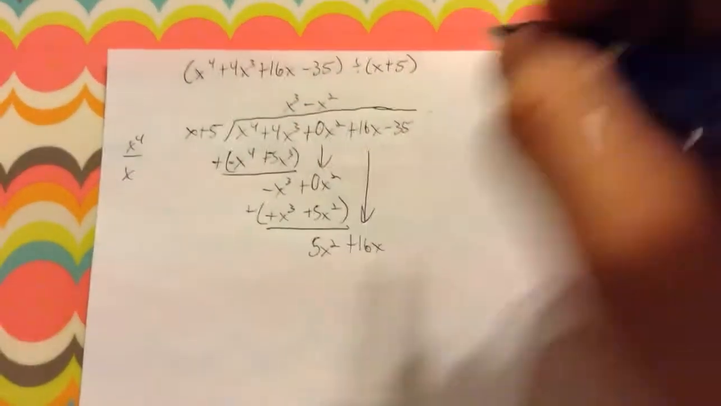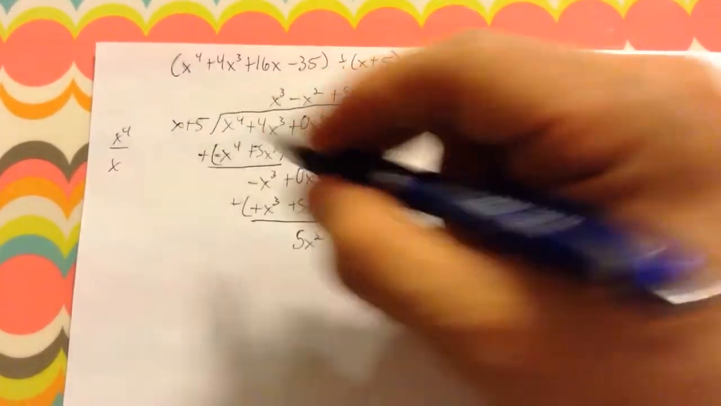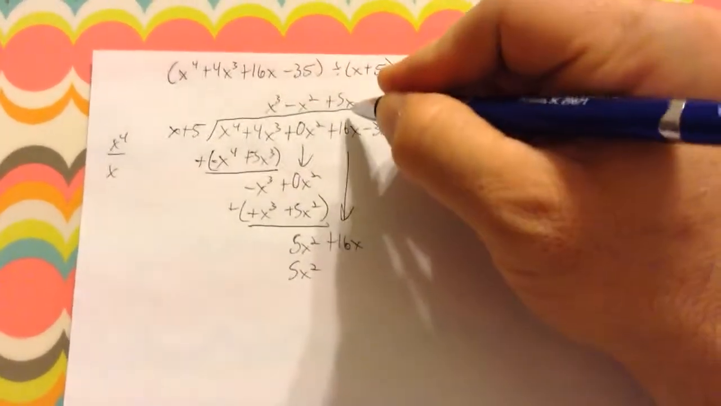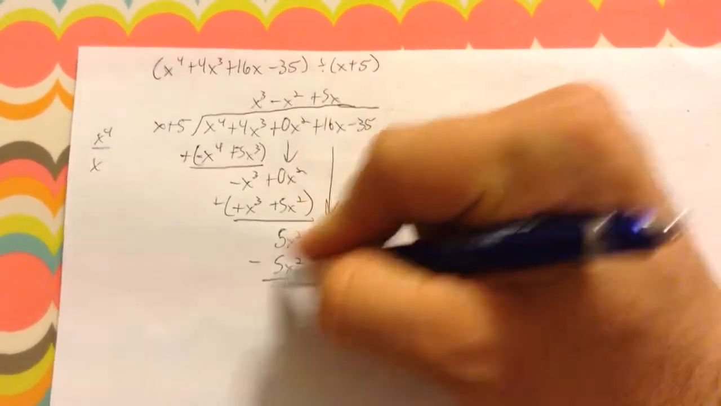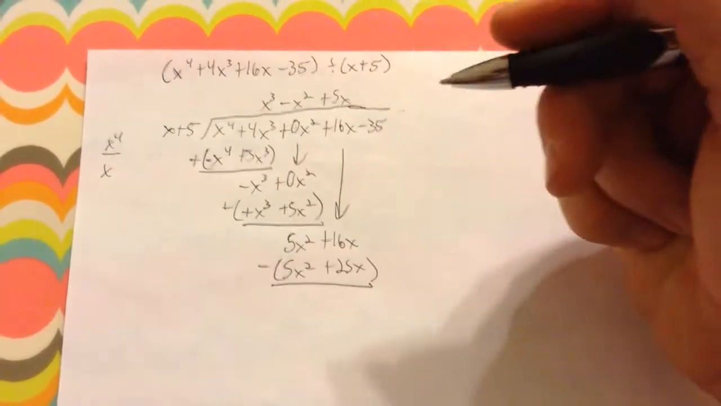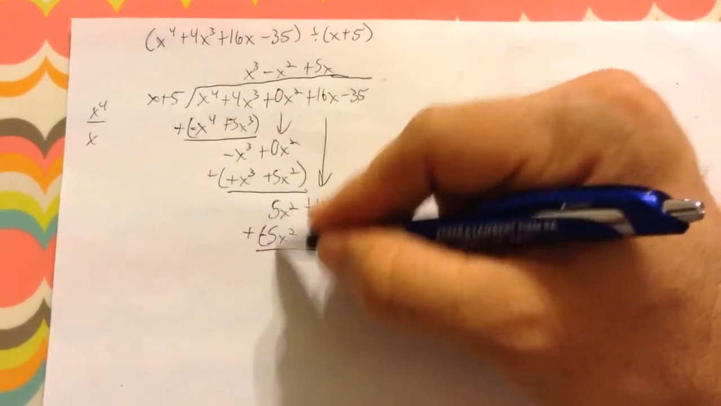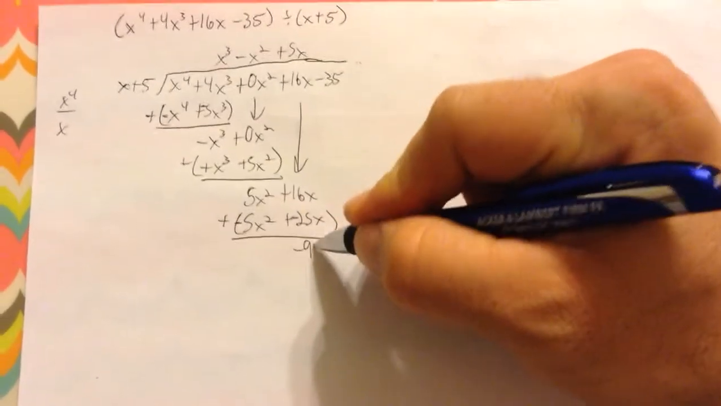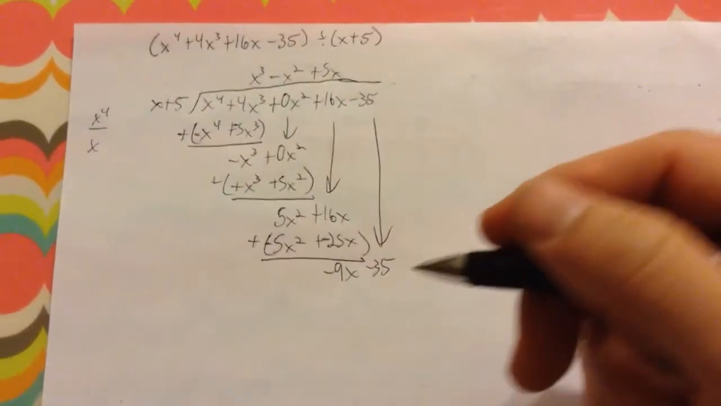5x squared divided by x is going to be 5x. 5x times x is 5x squared. 5x times 5 is 25x. Then you're going to subtract them both again. Make sure you distribute your negative. This becomes canceled out here. This becomes negative 9x. Bring down the negative 35 and do it again.